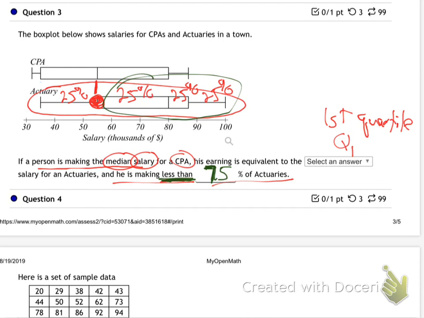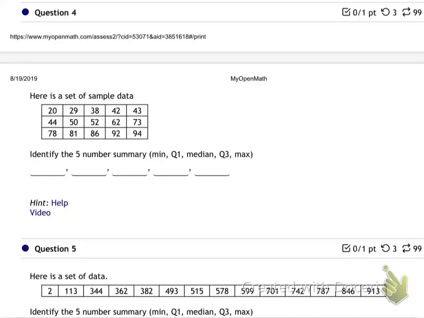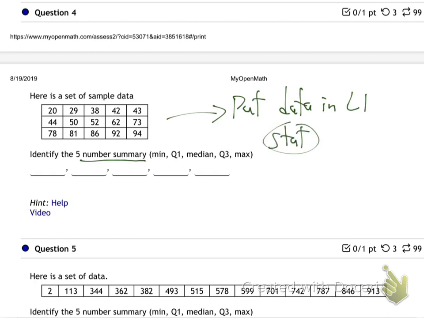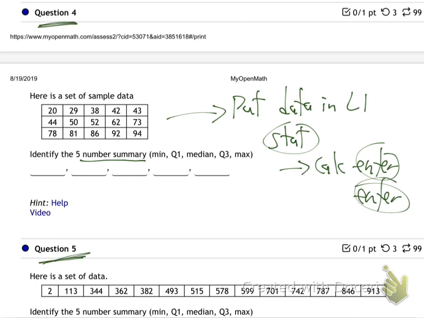All right, we good there? Does that make sense? When it asks for the 5-number summary, just put the data in L1. Whenever they ask for the 5-number summary, just put the data in L1 on your calculator, hit stat, go over to calc, hit enter twice, you'll get the 5 numbers. That's all you've got to do. So for number 4, number 5, same thing. Just put the data set in your calculator and crank it out. It'll give you the 5-number summary, which is the 5 numbers that make the box plot. They're the same thing.